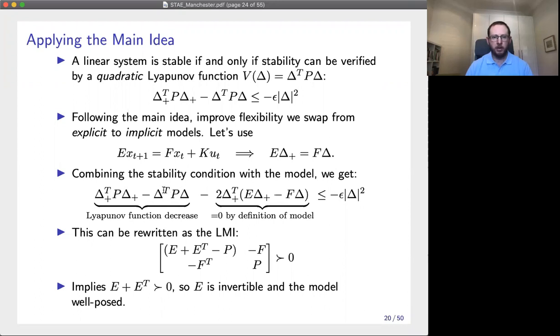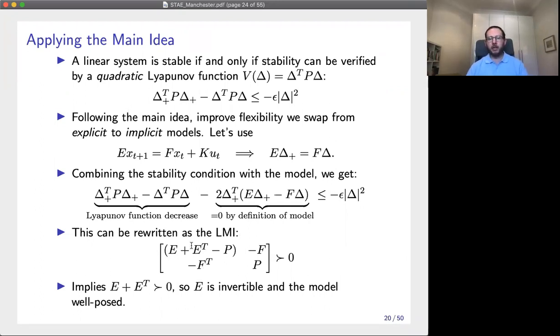So basically, what we have now is just an inequality on a quadratic function in terms of two arbitrary variables, delta and delta plus. But if these arbitrary variables, delta and delta plus, happen to correspond to solutions of the model, then the Lyapunov decrease condition will hold. And actually, we can collect the various terms for delta and delta plus and write this as a matrix inequality, a linear matrix inequality, in terms of the Lyapunov matrix P, and the model parameters F and E. And this is what we get.